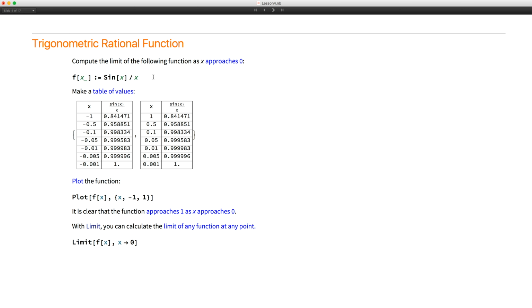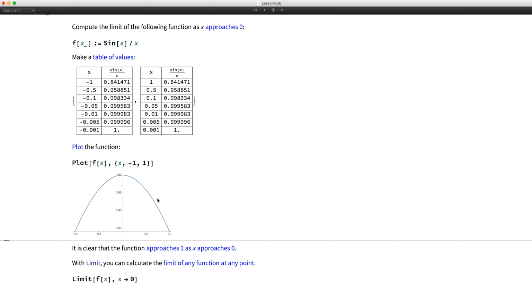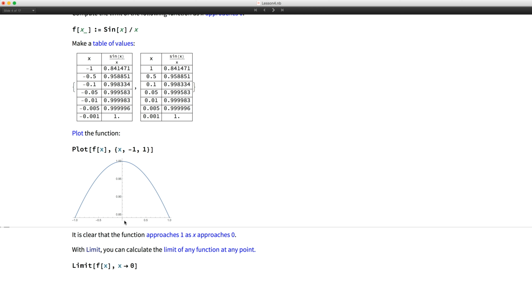Okay, so some examples. Let's begin with a function which is a trigonometric function divided by a simple polynomial. So it's a trigonometric rational function, and you want to find the limit of this function as x approaches 0. So if you look over here at the table, it's clear that as you approach 0 from either side, the values approach 1. And in fact, if you plot the function, you get the same kind of guess that the value of the limit seems to be 1.